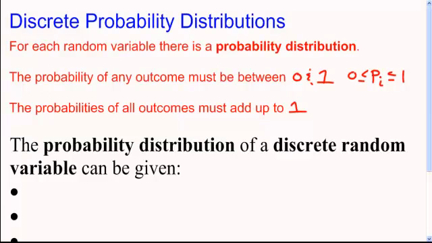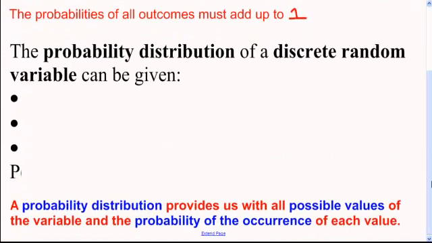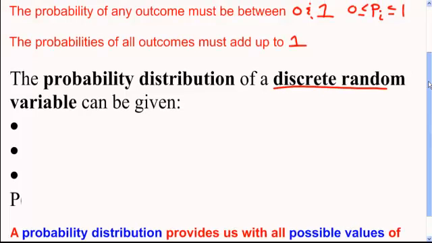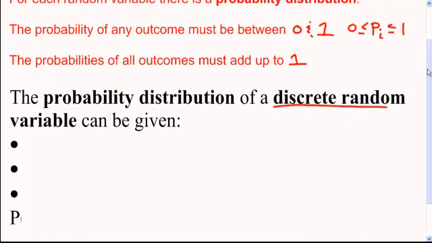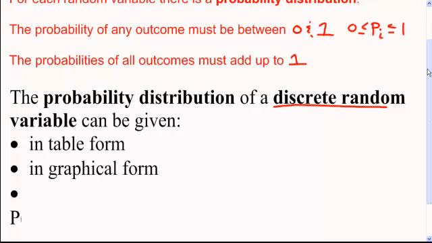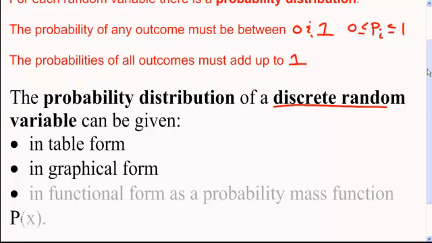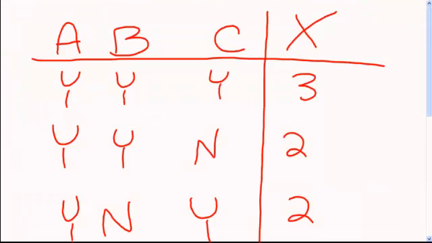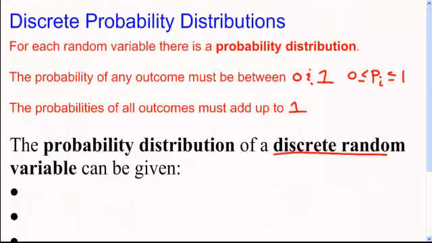If we're looking at a discrete random variable, then we can represent it in table form. We can look at it graphically as some kind of picture, or it can be in functional form as a probability mass function p of x. And you'll see one of those in just a minute so you can kind of see what I'm talking about. Table form is what we do a lot just to kind of represent it quickly. Again, it is the probability distribution, but this is kind of a quick way to get yourself there.